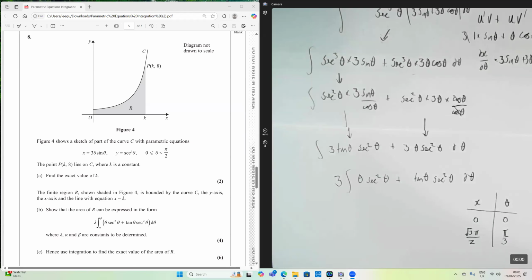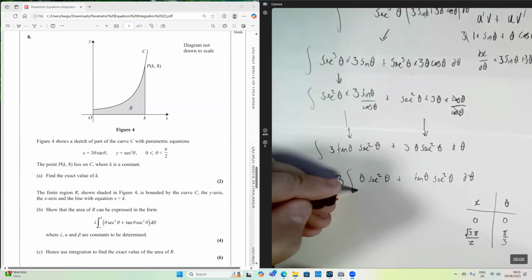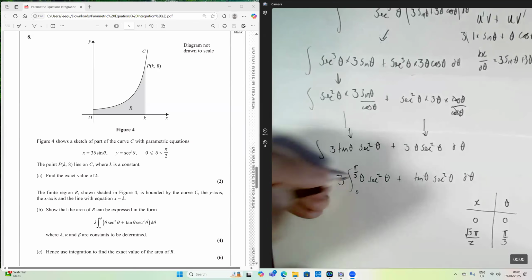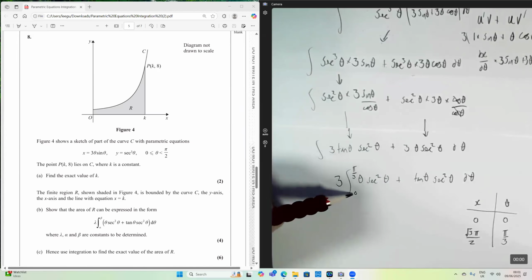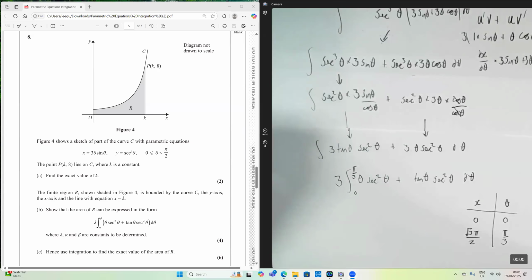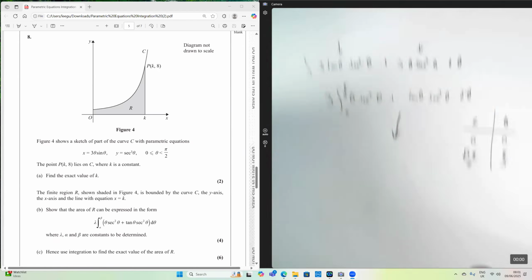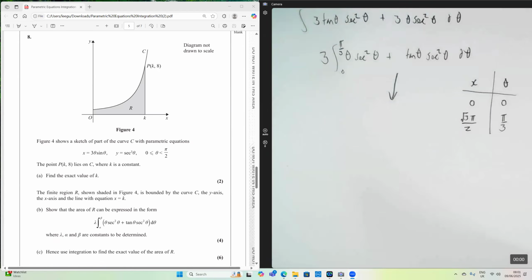Let's just double check those limits. That seems sensible to me, so that's going to be 0 and pi over 3 for our limits. So that's part B done. We've found out what lambda, alpha, and beta are. Lambda is 3, alpha is 0, and beta is equal to pi over 3. Now it's time to do the actual integration in part C. Let's look at how we do that now.